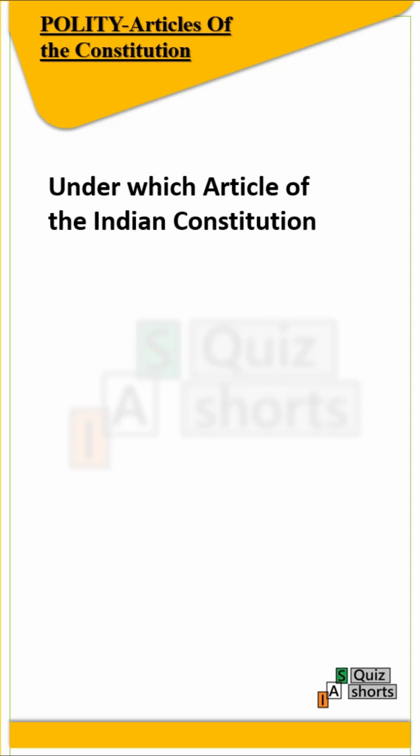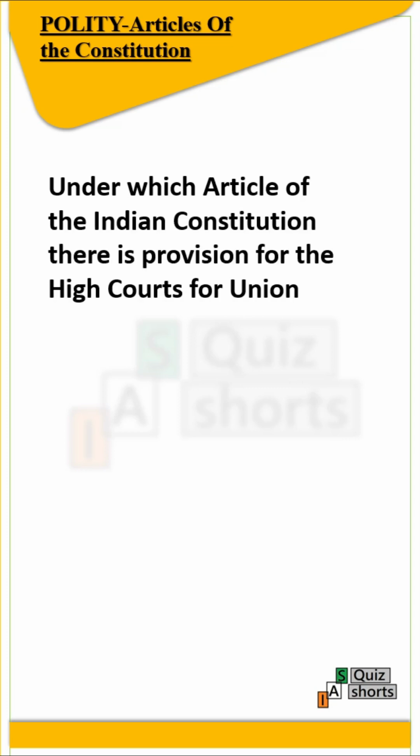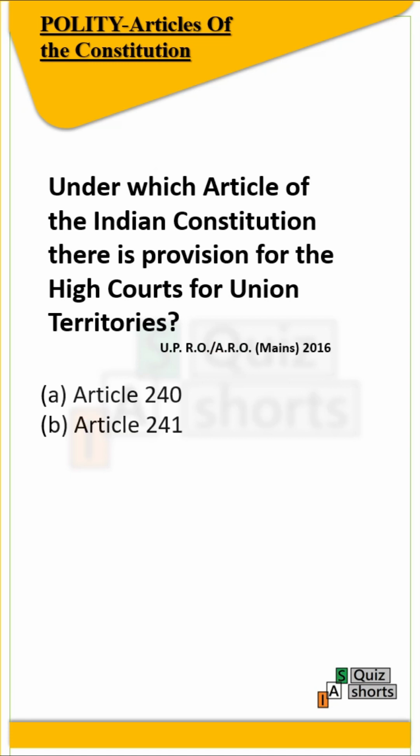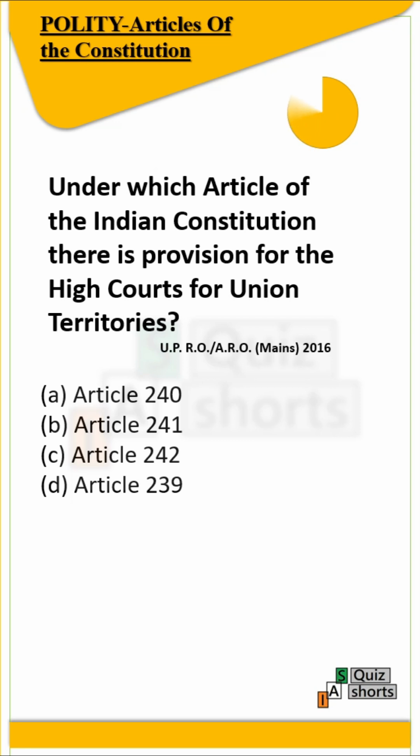Under which article of the Indian Constitution there is provision for the High Courts for Union Territories? Option A, Article 240, Option B, Article 241, Option C, Article 242, Option D, Article 239. Answer is option B, Article 241.